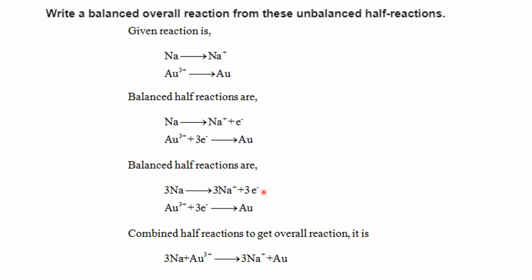Now what we will do next, we will cancel these three electrons, and the final equation will be 3 Na plus Au3 positive will give 3 Na positive plus Au. Whatever the species on the left hand side of the arrow, you have to write on the left hand side only, and the right hand side products will be written on the right hand side of the arrow. So this is how we write the whole combined equation if you are given the unbalanced half reactions.